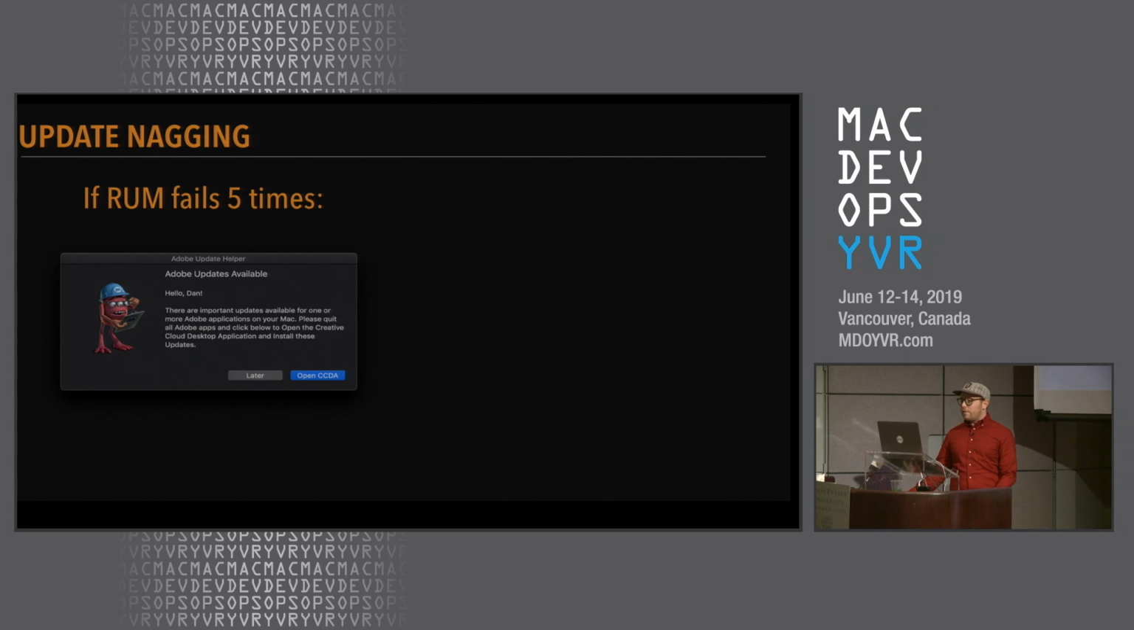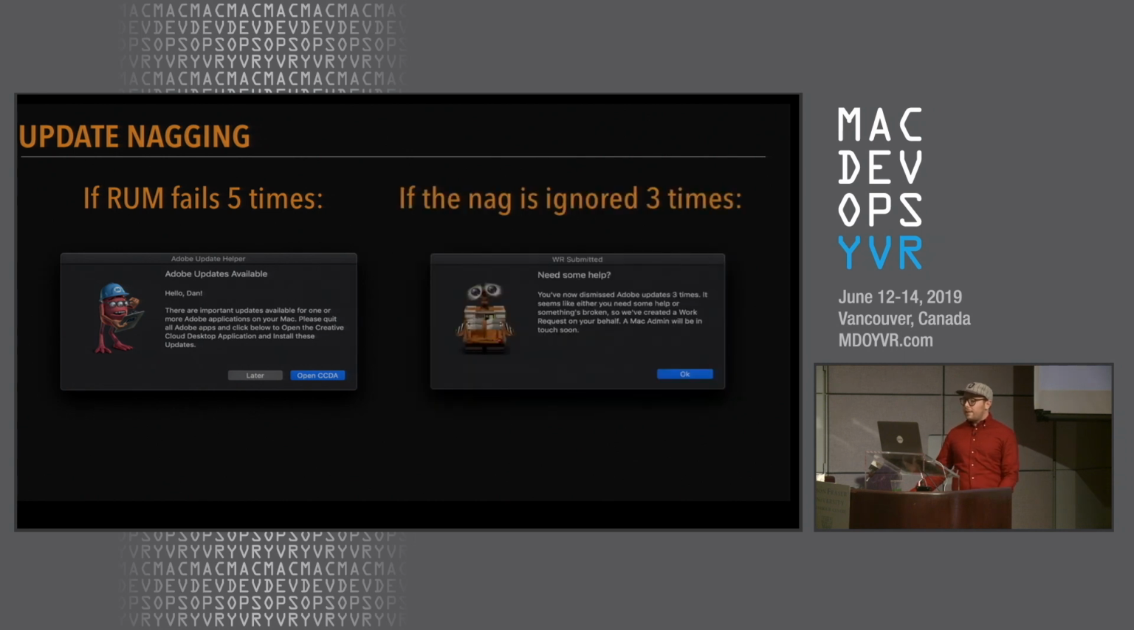So if they click later on this nag 5 times, they're going to get a pop-up that says, okay, it looks like you need some help. You've dismissed this now 3 times, and either you need some help or something's broken. So we've gone ahead and submitted a work request, or what we call a help desk ticket, on your behalf, so that then a Mac admin can go and follow up with them.